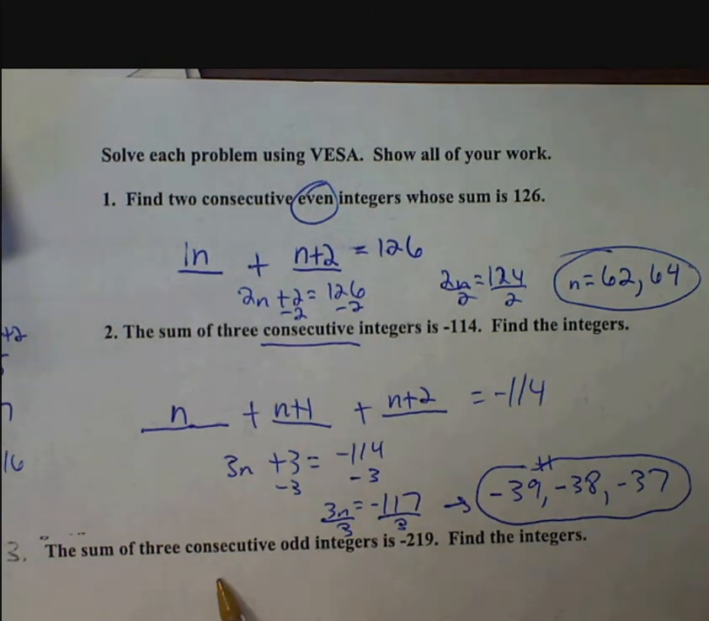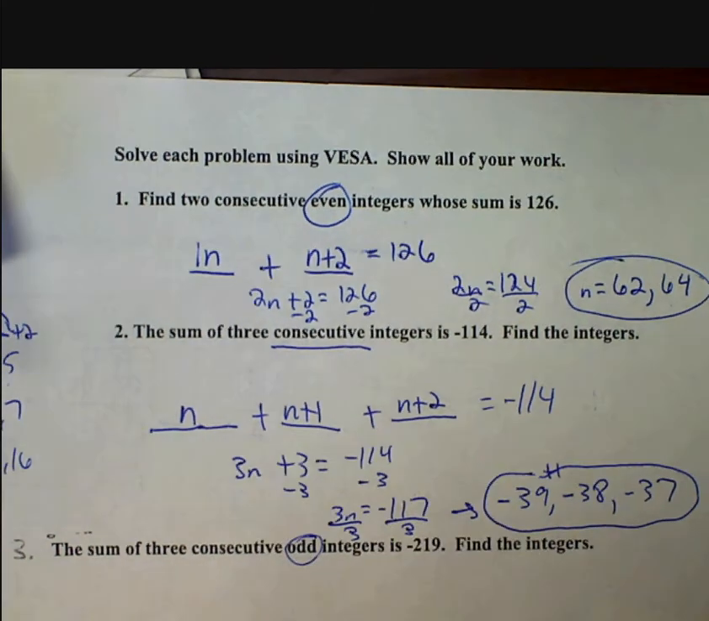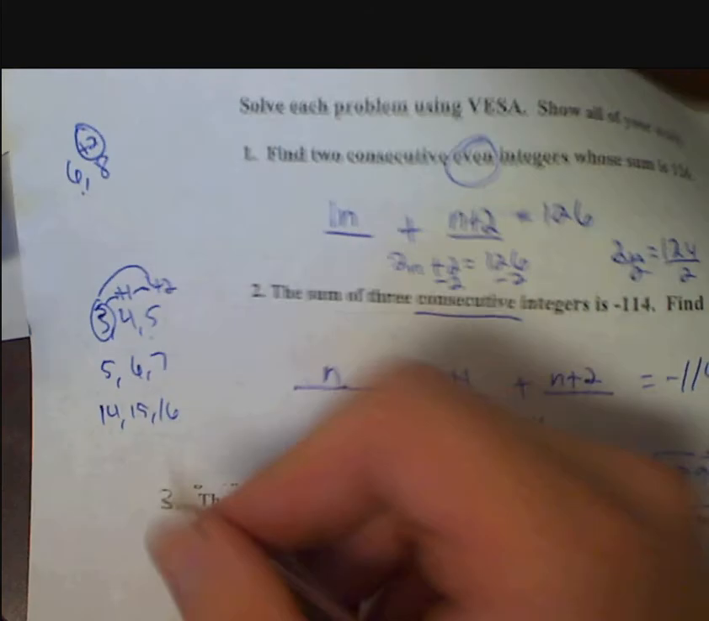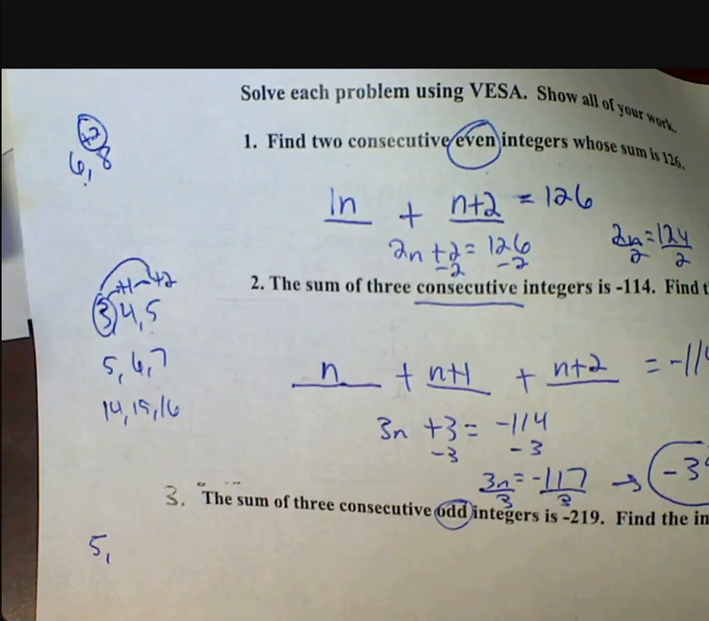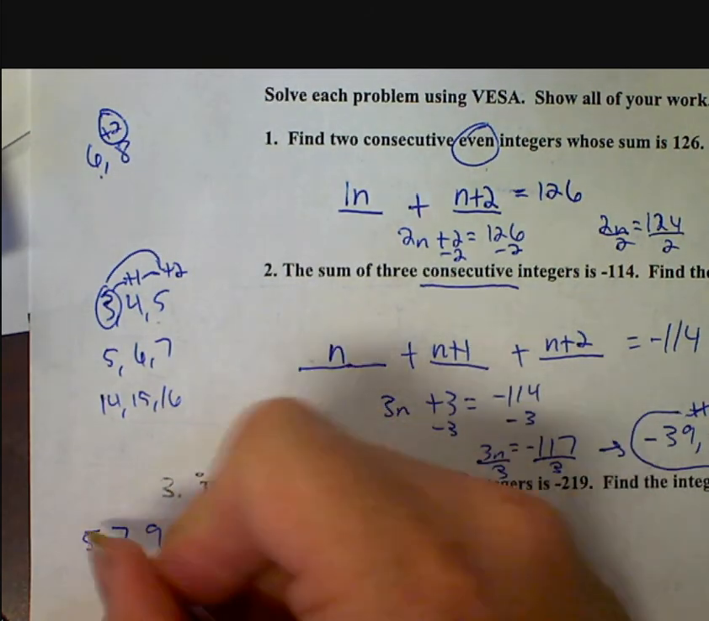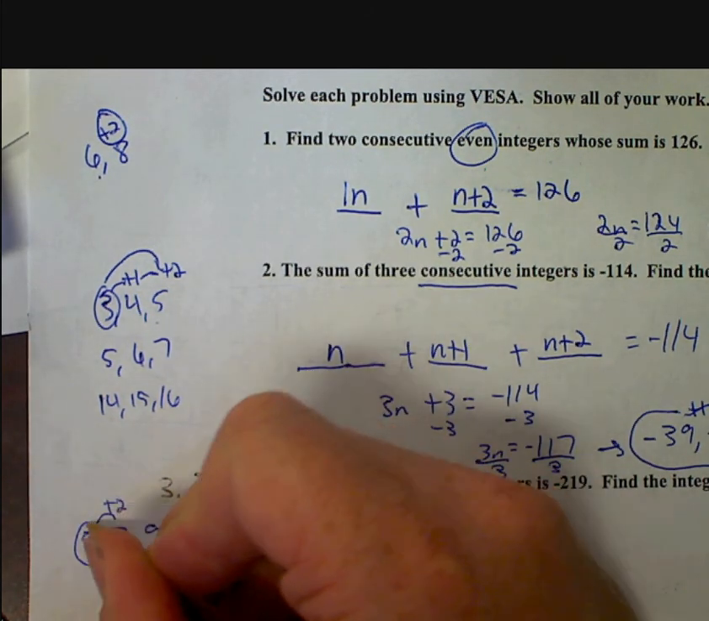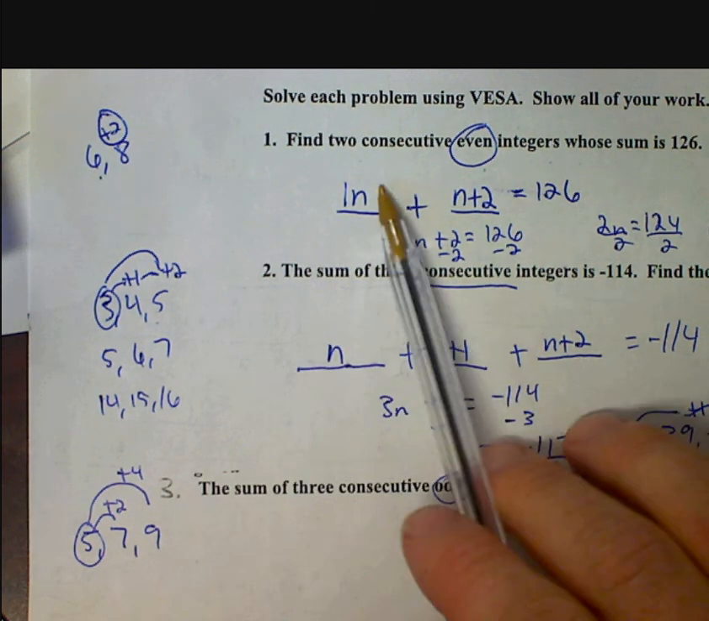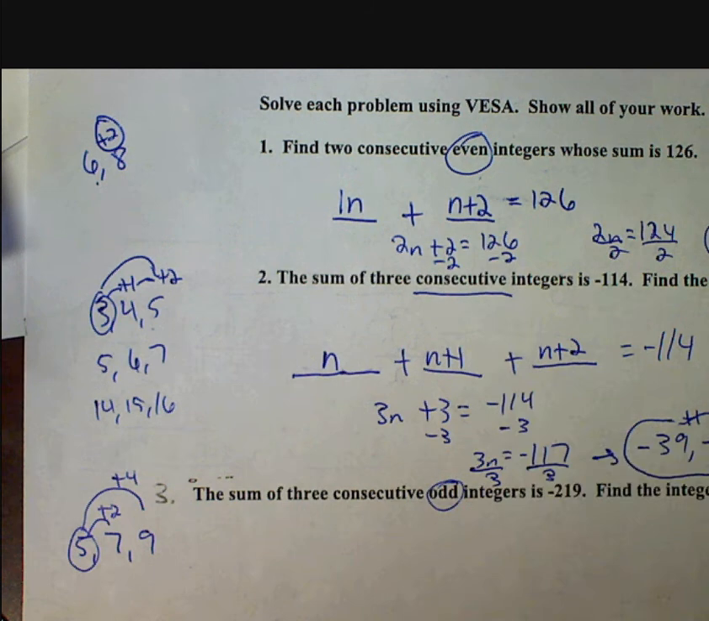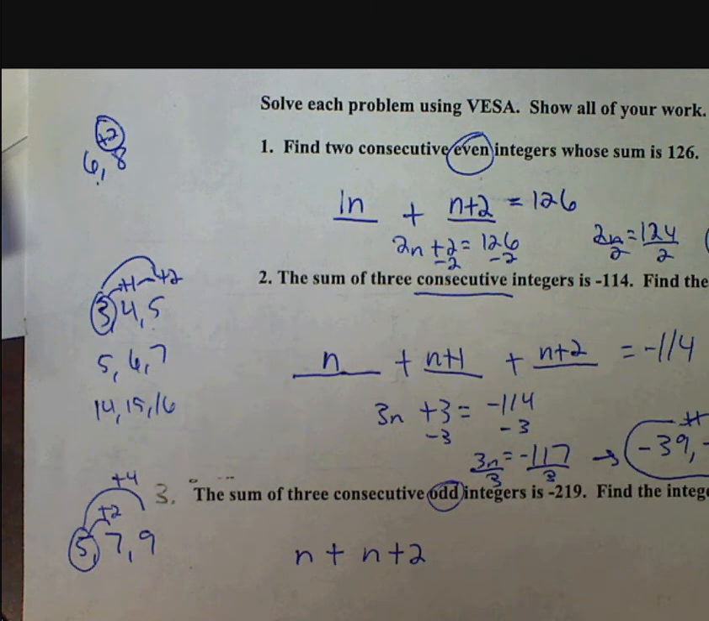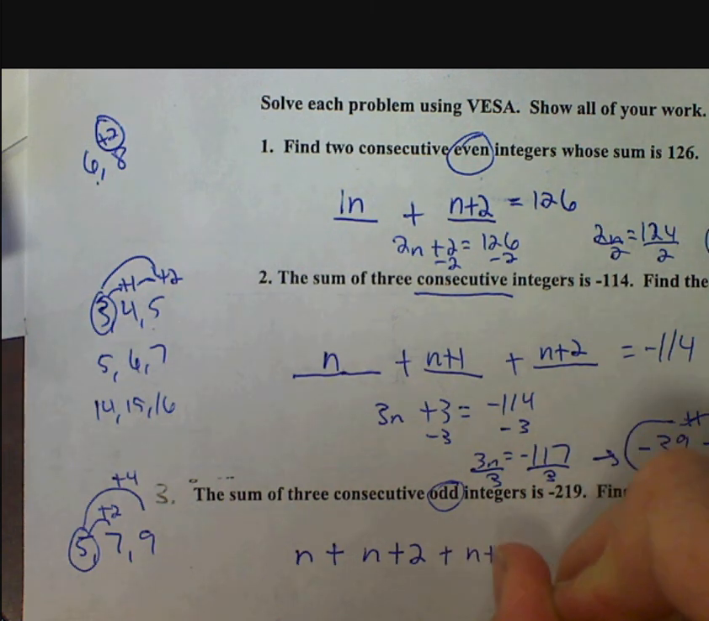The sum of 3 consecutive odd integers. So we talked about even, now we're talking about odd. Let's see an example. If our first number is 5, our next numbers have to be 7 and 9. To get from 5 to 7, I added 2. To get from 5 to 9, I added 4. So once again, this is the exact same setup as an even integer. If I don't know my first number, my second number has to be n plus 2. My third number has to be n plus 4.